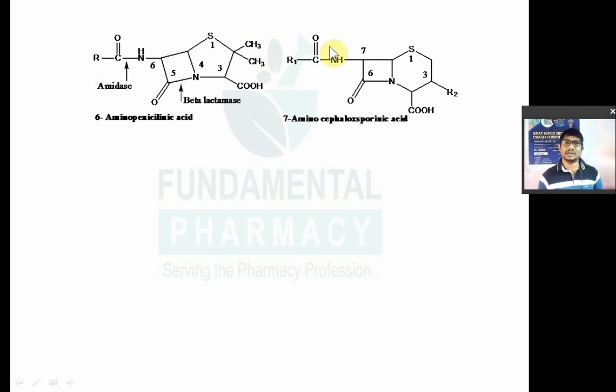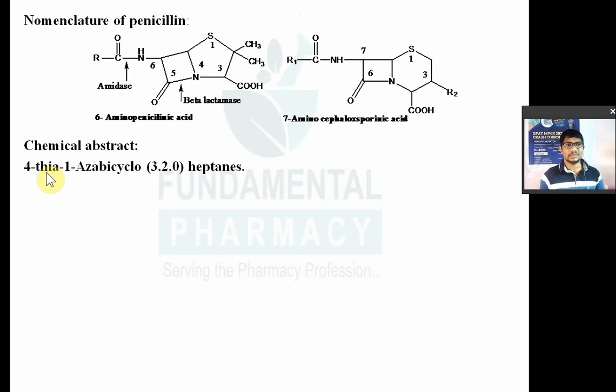Now in a similar way cephalosporins are there. Cephalosporins भी वैसे ही है. So cephalosporins are known as 7-aminocephalosporanic acid derivatives. तो cephalosporin जो है वो 7-aminocephalosporanic acid का derivative. Chemical abstract nomenclature is very important because they ask questions on this.